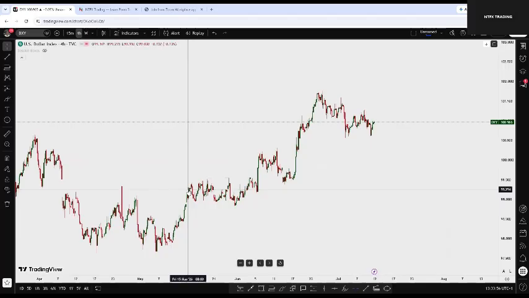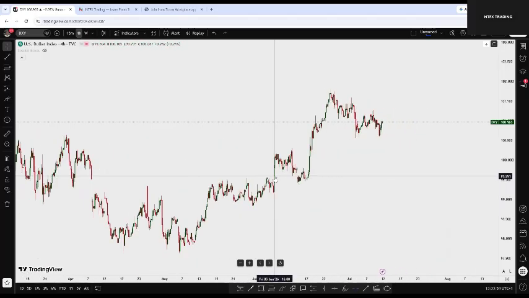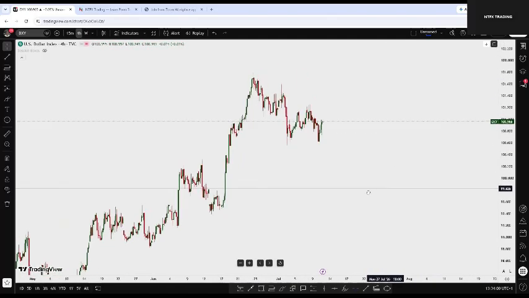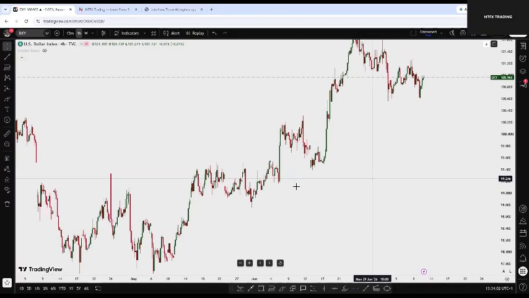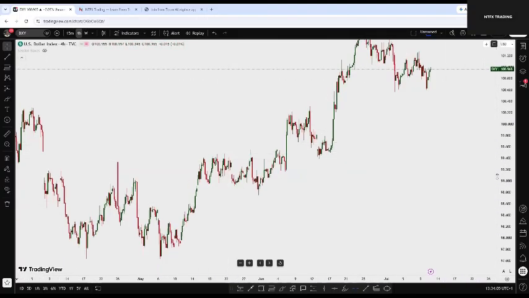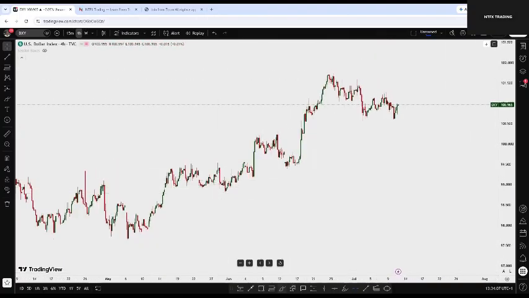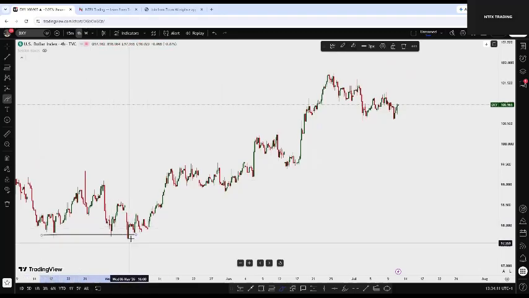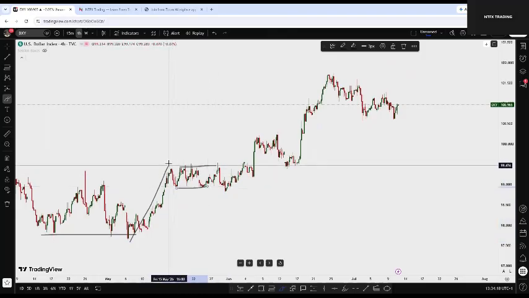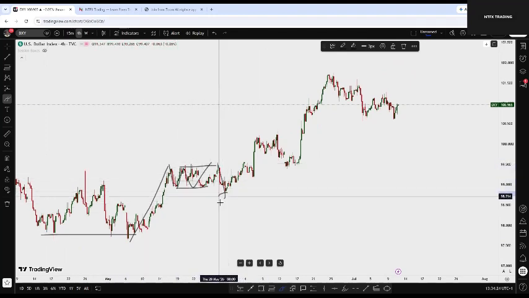So today we're going to start with DXY, and the structure before us is very clear. You can see that we're in an uptrend, and from this level, after the liquidity is cleared, you have a push up. You have a corrective structure here. Let me break it down for you. This is A, this is B, can you see? And this is C. This is a complete structure for the upside.